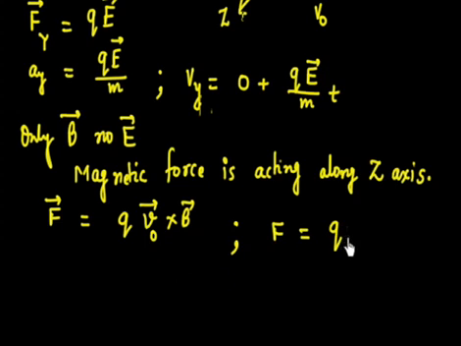This is equal to q v B, and v is basically v naught, and this is acting along the positive z direction. So this is along z axis.